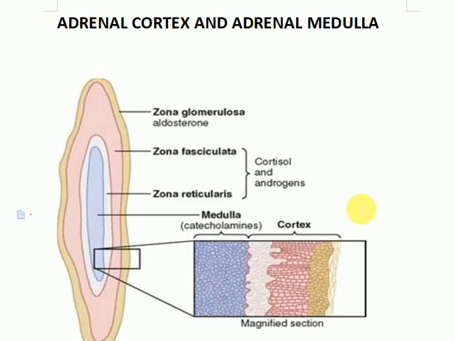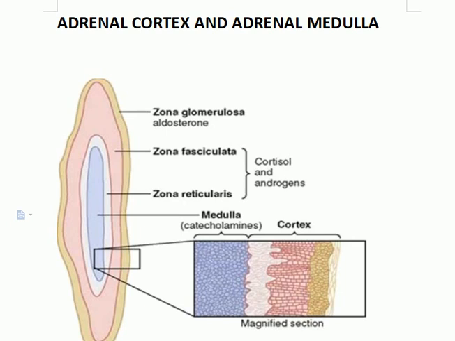Hello students, our next topic from endocrinology is the adrenal cortex and adrenal medulla. These are the two portions of the adrenal gland, and you know where the adrenal gland is located. Located on the top of both kidneys, they are triangular in shape, also known as the suprarenal gland.